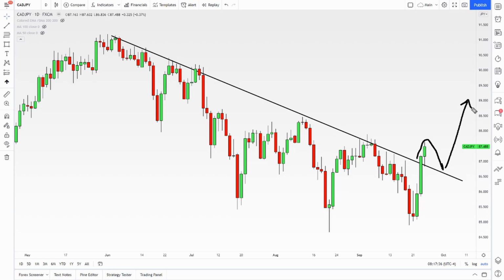We'll see if it really has the fuel to continue up, but I think the path of least resistance here for the CAD yen, especially with the oil market doing quite well, is up. I think CAD yen could make a stab back up, make a push back to the upside. So I'm going to watch this one, going to add this one to the watch list for sure.